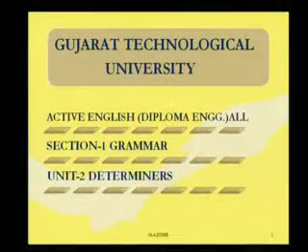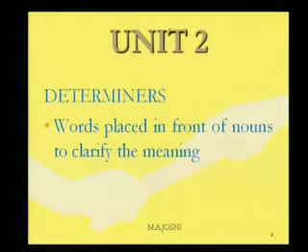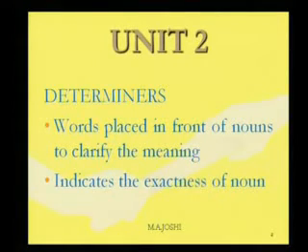Hello students, we all use nouns in our day-to-day life, and in nouns there are some things we have to take care of. Today we'll deal with section 1 grammar, in that determiners. Determiners are words placed in front of nouns to clarify their meanings. Each and every word has something to clarify for its meaning, and determiners are there to clarify the meaning of the noun. At the same time, determiners indicate the exactness of a noun.